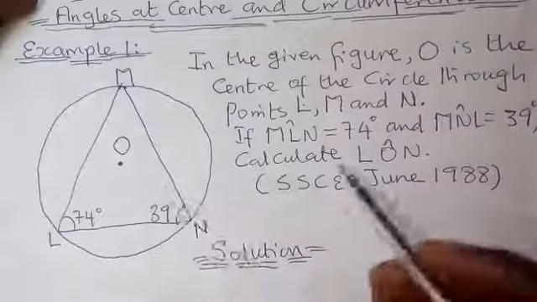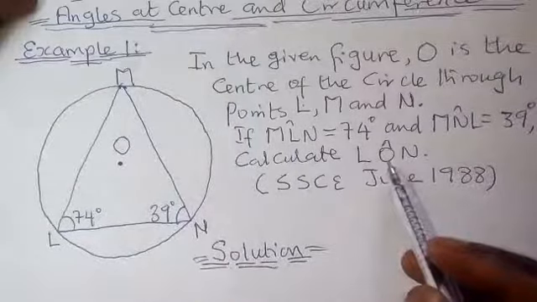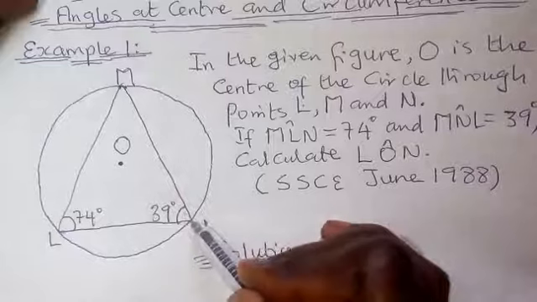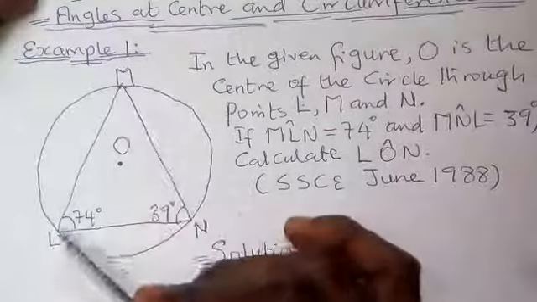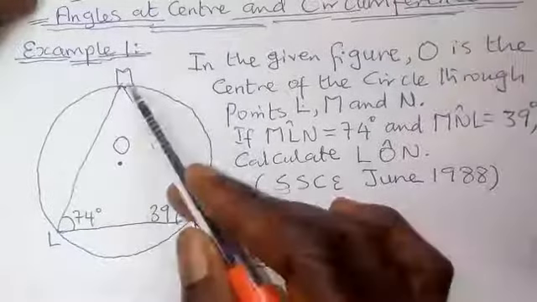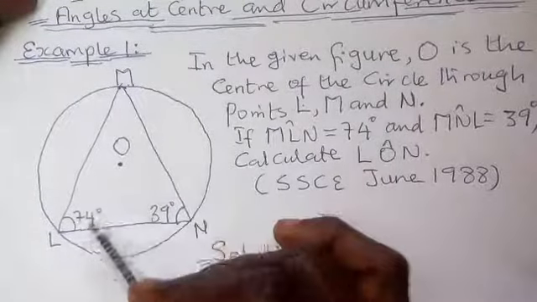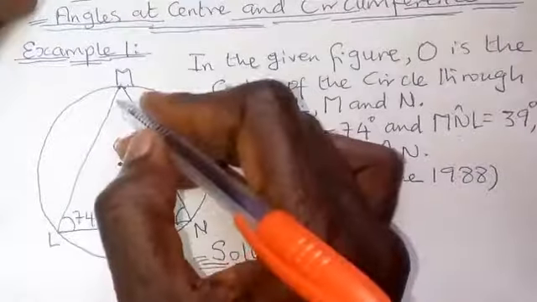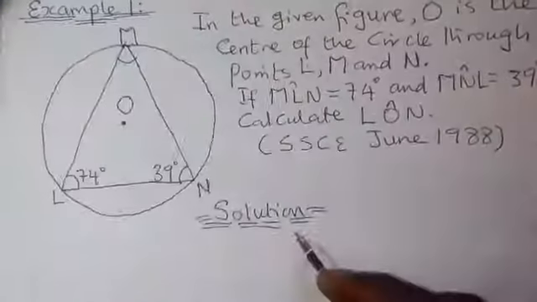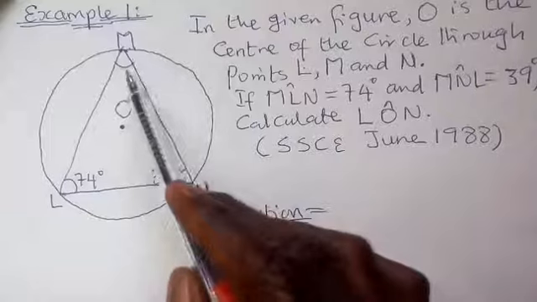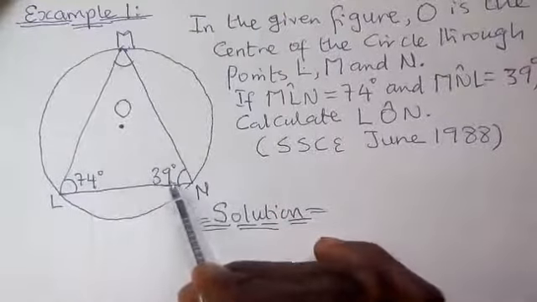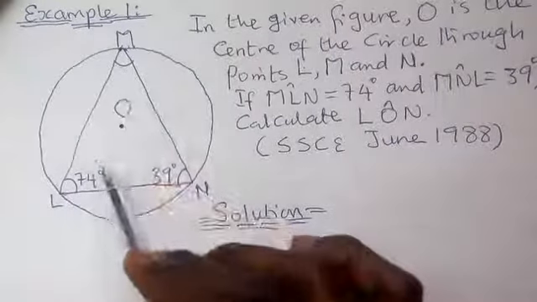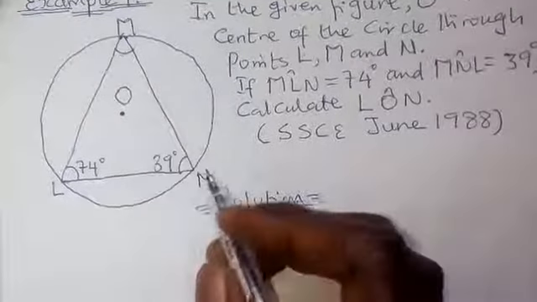If you check out the diagram, what we are requested to look for is angle LON. But before we do that, if you check this triangle LMN, you realize that two of the angles are given. So the very first thing we need to do is to get this third angle, that is the angle at M. How do we get it? We add these two angles together and subtract the result from 180, which is the sum of angles in a triangle.